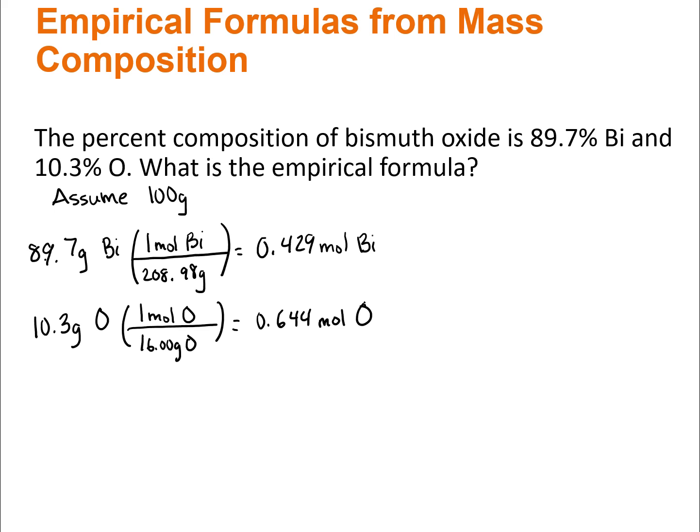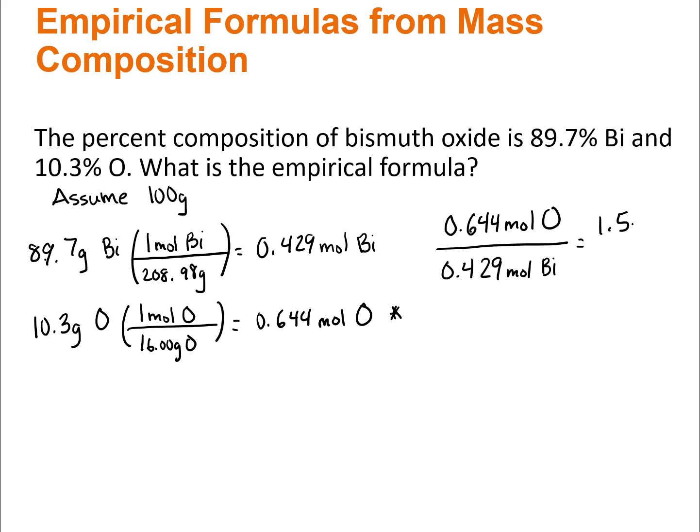But then you said, oh, they're not the same. Now what do I do? You're going to take the bigger one, which is the 0.644 moles of oxygen, divided by the smaller one. When you do that, you get 1.5. That's what your calculator says.